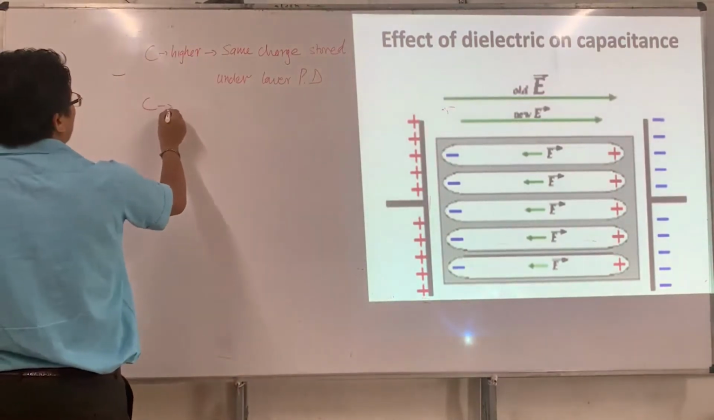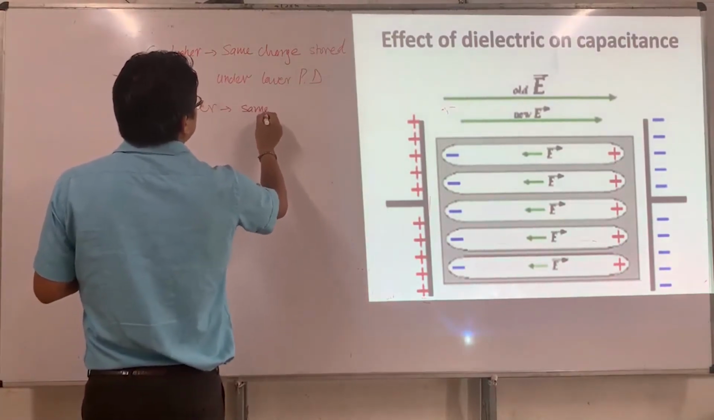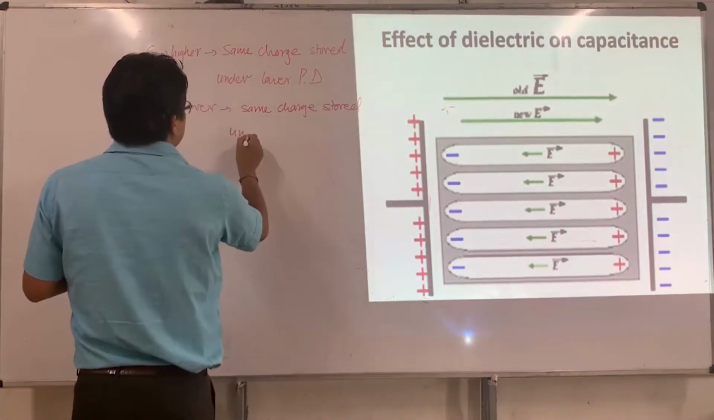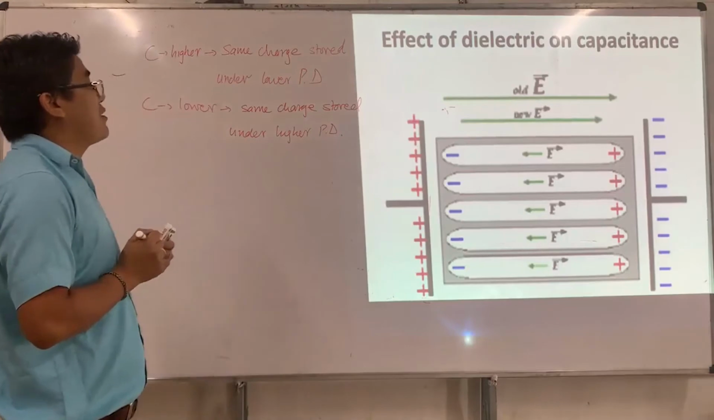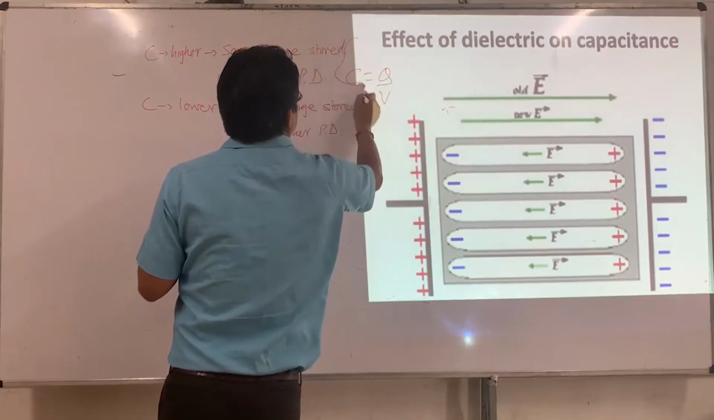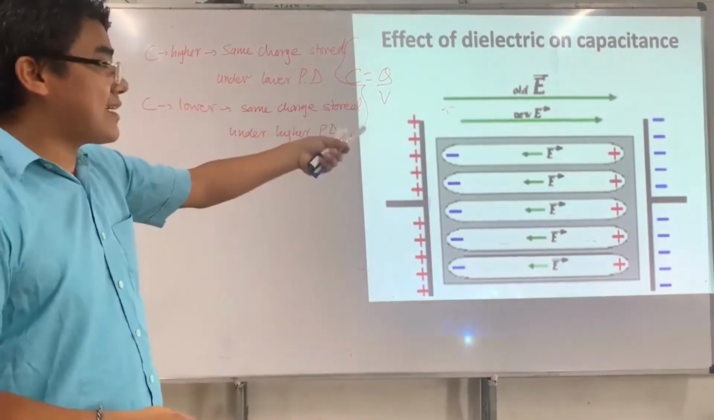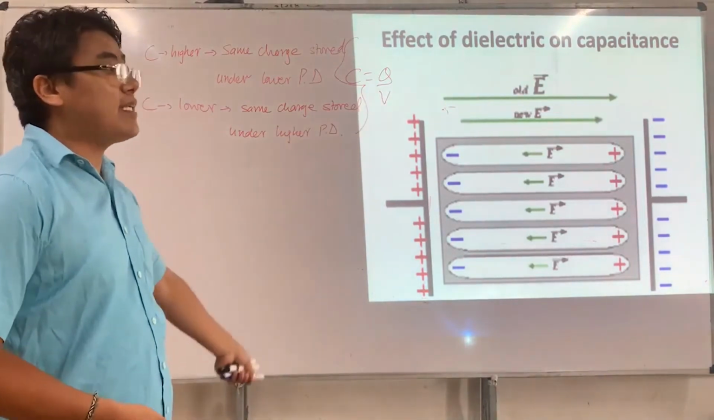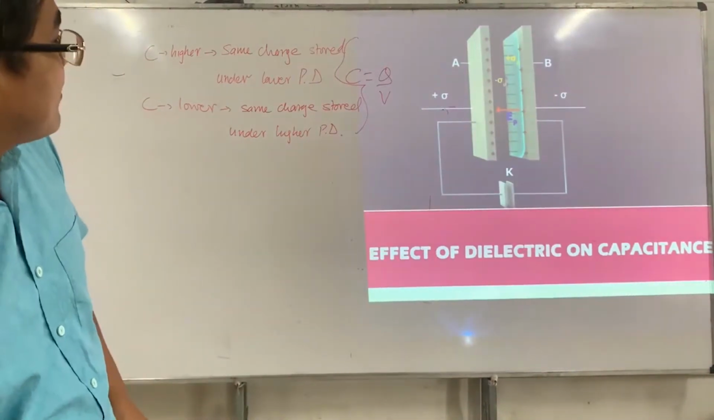What about when capacitance is lower? Lower capacitance means the same charge is stored under a higher potential difference. So this is how we define it. Since the electric field is going to decrease and the potential is going to decrease, and the charge remains the same on the two plates, therefore the capacitance is going to increase. These are the examples in a circuit.